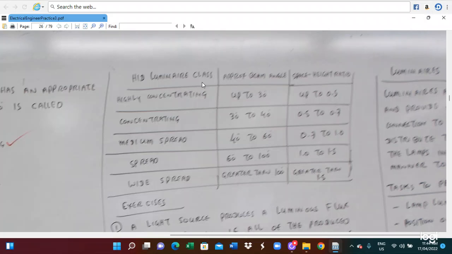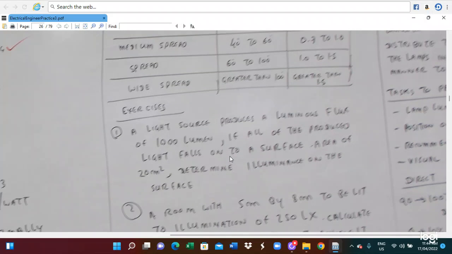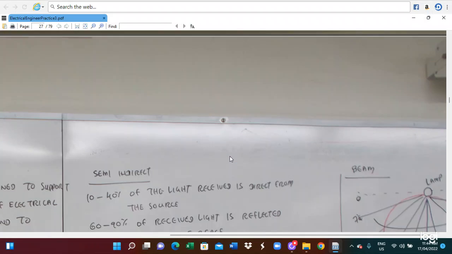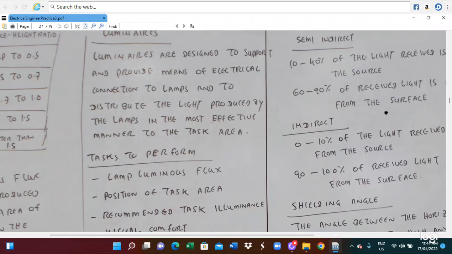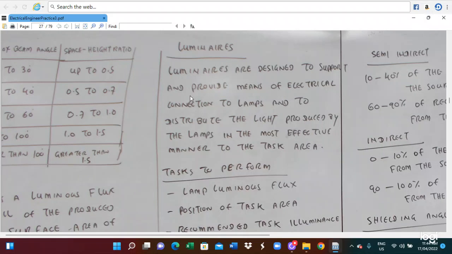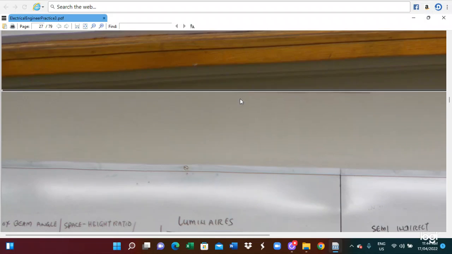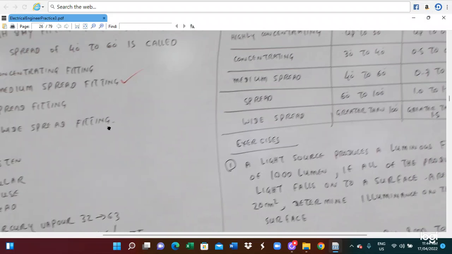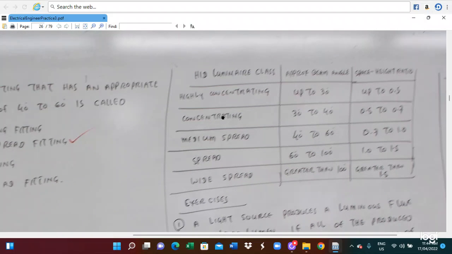Here are the illumination classes, and also their angle in degrees. So you can also see this. Okay, we are talking about the kinds of illumination. This table shows the high density luminous classes, their suppression, how much spread, and what the angle will be. So you can see it in the table.